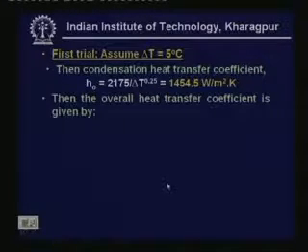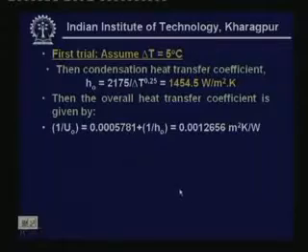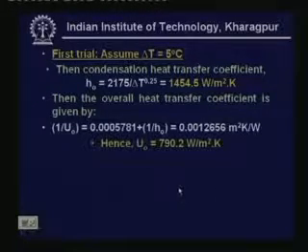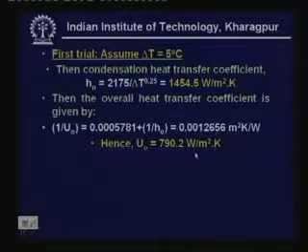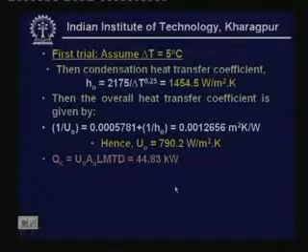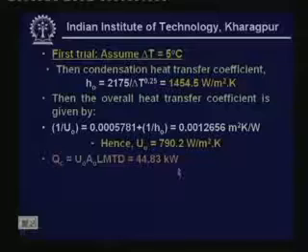Once you know this, you can substitute this in the expression for overall heat transfer coefficient, and you find that 1 by U naught is equal to 0.0012656 meter square Kelvin per watt. That means the overall heat transfer coefficient U naught is equal to 790.2 watt per meter square Kelvin. So we have found the U naught, and we know that for the condenser we can write this equation: Q_C is equal to U naught A naught into LMTD, which is equal to 44.83 kilowatt.